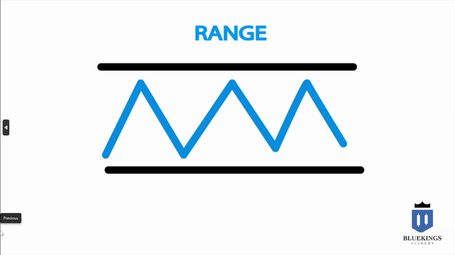So right here we have a range. What do we mean by a range? This is where the market is neither going up nor coming down. In this case, we are stuck going up, down, up, down, up, down in a confinement. That's called a range. You can call it consolidation also.